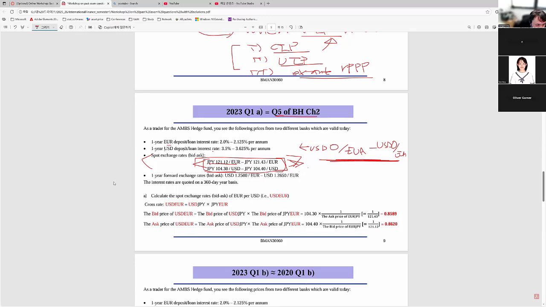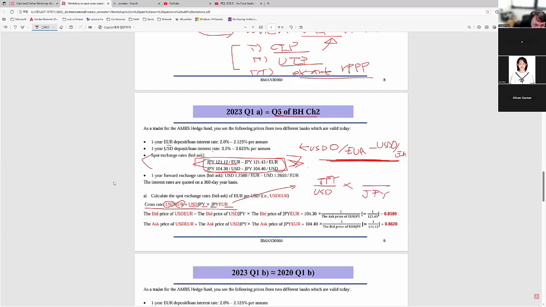For that, we need to use the cross rate formula we learned in topic 1. So USD EUR is equal to USD JPY times JPY EUR. In topic 1, I explained this one intuitively. Always the first letter is in the denominator.